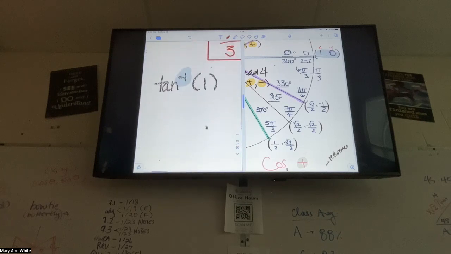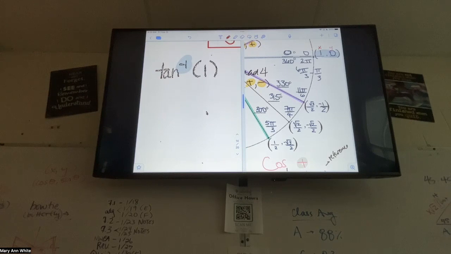I've got inverse tangent of 1. Okay, tangent is y over x. So I need my y over x to be 1. What point or which angle should I be using if I want to get a tangent, a y over x of just 1? 45. Very good. My 45-degree angle.